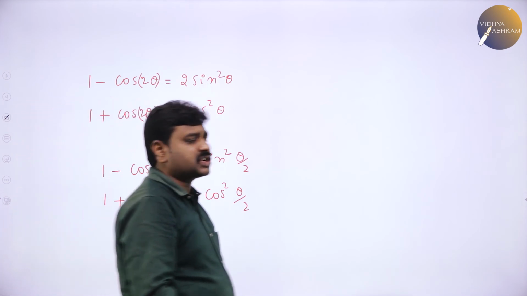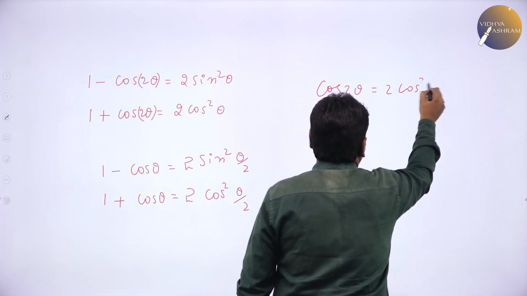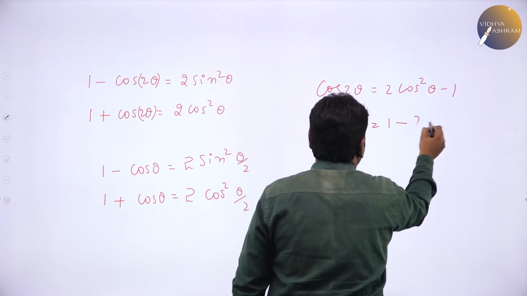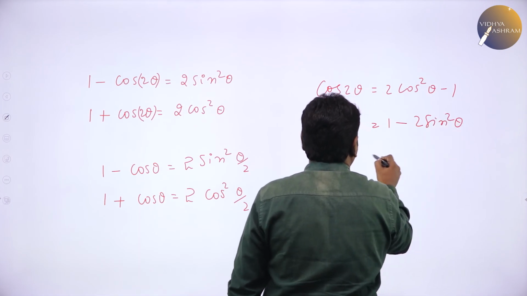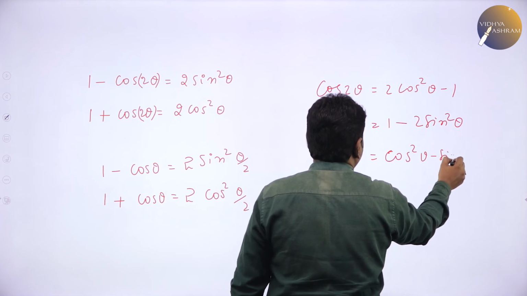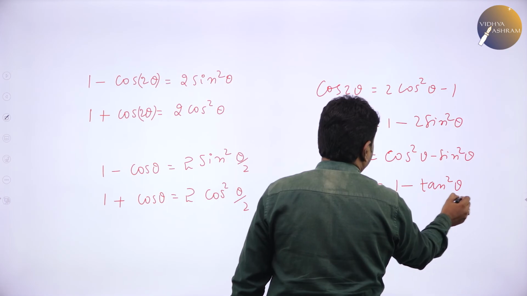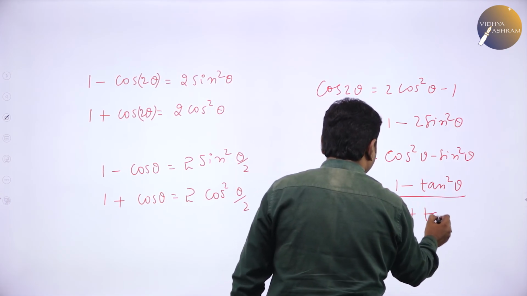Means just be rearranged. All of you know cos 2 theta, right? What is cos 2 theta? Cos 2 theta can be written as 2 cos square theta minus 1, 1 minus 2 sin square theta, and also cos square theta minus sin square theta. And we can also write it as 1 minus tan square theta by 1 plus tan square theta. These are the different forms of cos 2 theta.